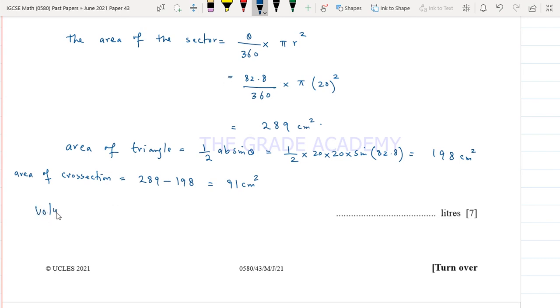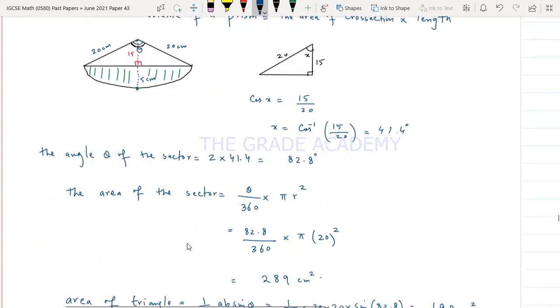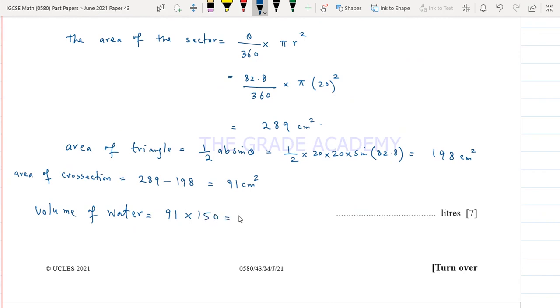So the volume of water, which is the volume of prism, is equal to the cross sectional area 91 multiplied by the length of the prism. So the length of the prism is 150. So 91 times 150. So the answer is 13,650 cubic centimeter. So this is the volume of water in cubic centimeter, but we have to express it in liters. So we will divide it by 1000. So we will get 13.65 liters. So 13.65 liters is the volume of the water.